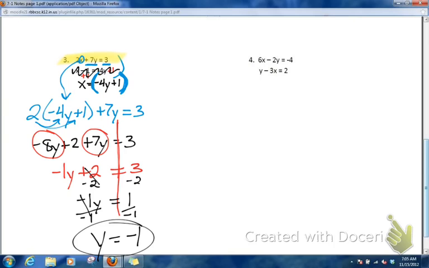Again, telling me right away that these two problems are going to have one solution, and the one solution is going to be something comma negative 1, because my y is negative 1. I figure out what my x is by plugging this negative 1 back into an equation. I'm going to pick the bottom equation this time because it looks easiest.